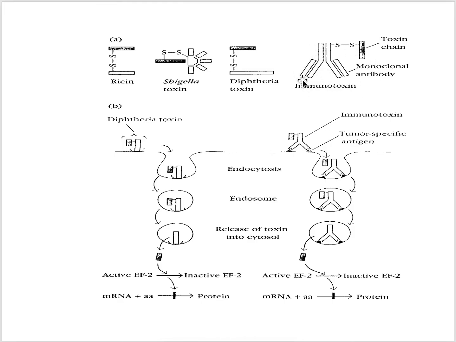As this monoclonal antibody recognizes a particular antigen of particular tumor cells, it will bind with those tumor cells, and again they will get internalized through endocytosis by that tumor cell. Once inside, the toxin part gets activated and inhibits the EF2 factor of that cell. That means it will inhibit the growth or proliferation of that cell. So those tumor cells can no longer multiply, and they will eventually die.